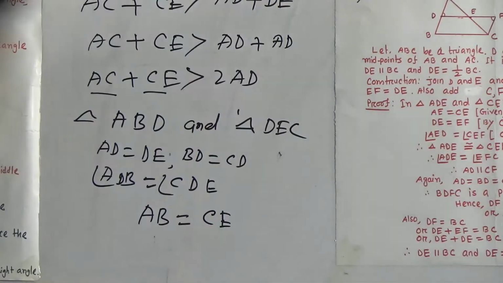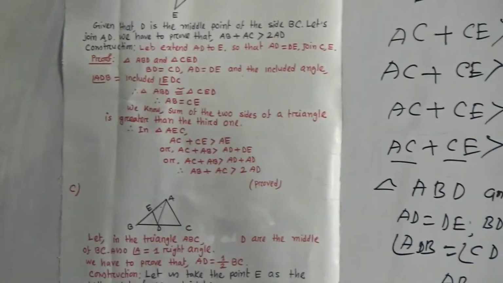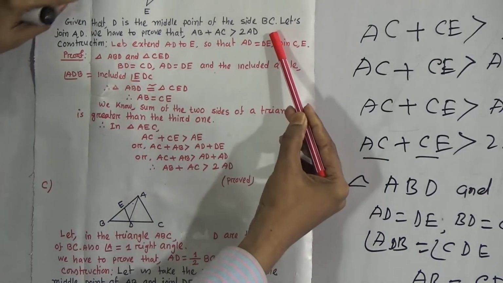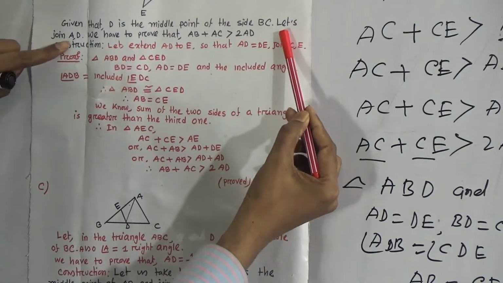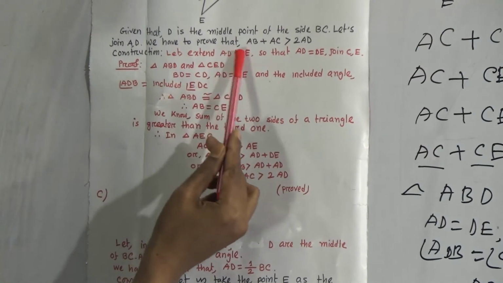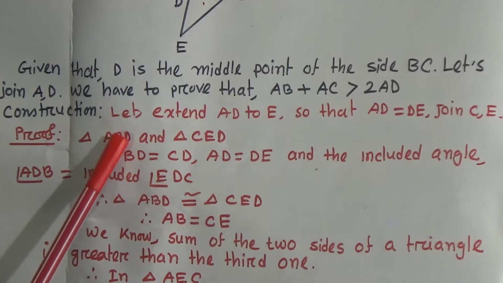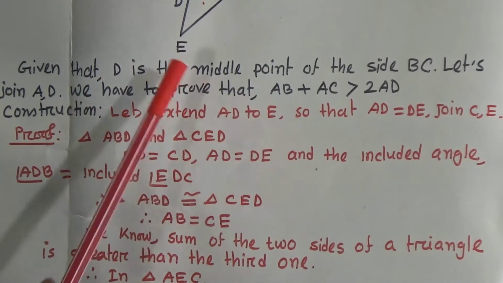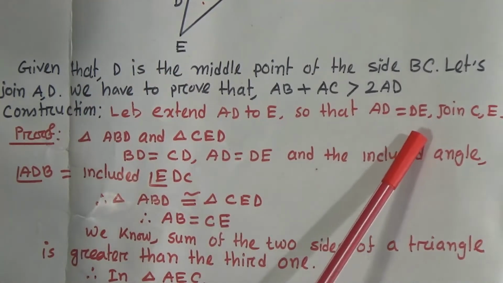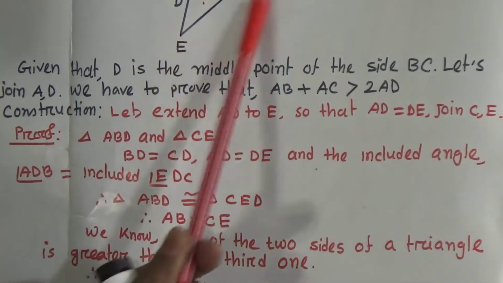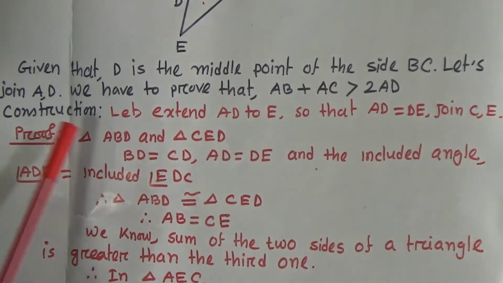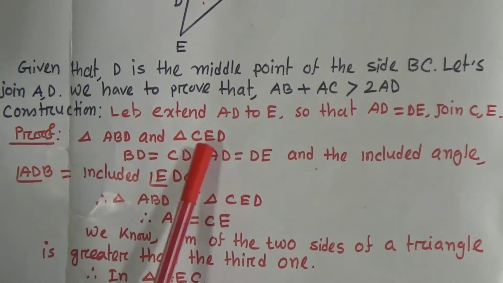Now, you see, how have I written the language? Look, proof. Given that D is the middle point of the side BC. Let's join AD. We have to prove that AB plus AC is greater than 2AD. Now construction. Let us extend AD to E so that AD equals DE. Join CE. Now prove, triangle ABD and triangle CED.